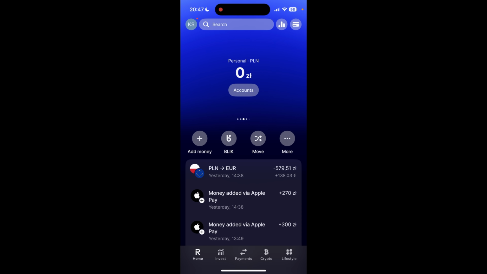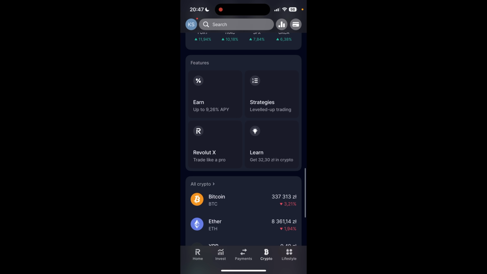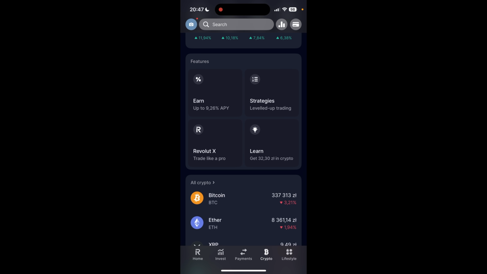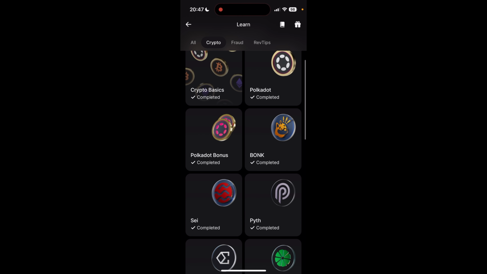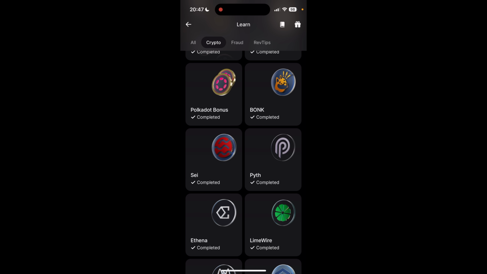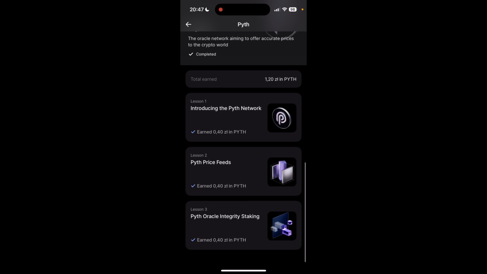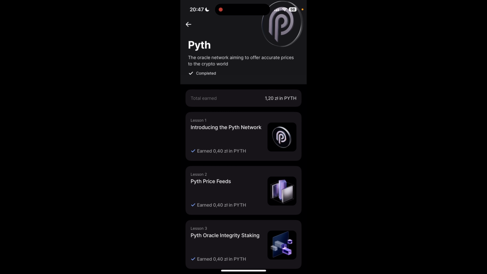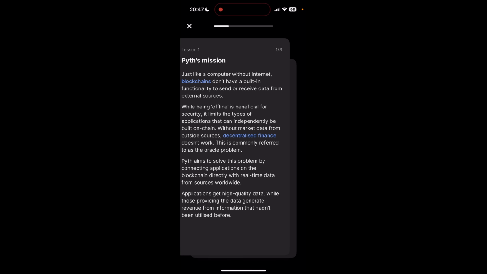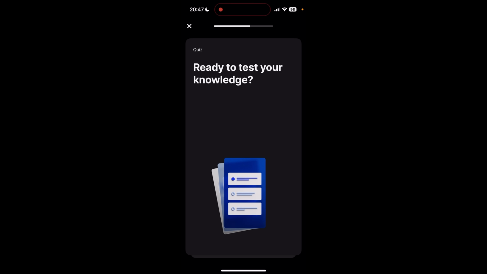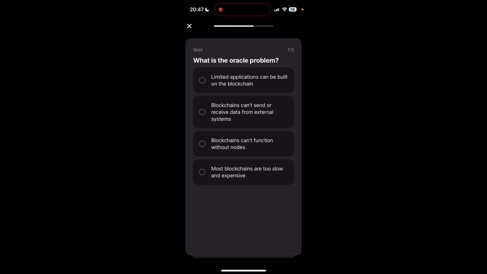Go to the crypto tab, scroll to the bottom to the section Features, button Learn, find the Pyth crypto lesson like here, and we have 3 lessons. Let's start from lesson number 1. Read about this, and if you're ready, we can start.